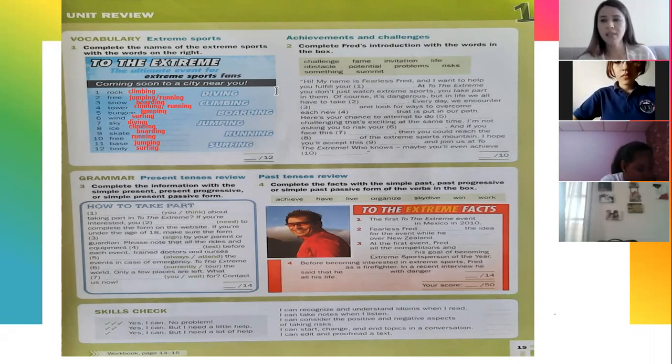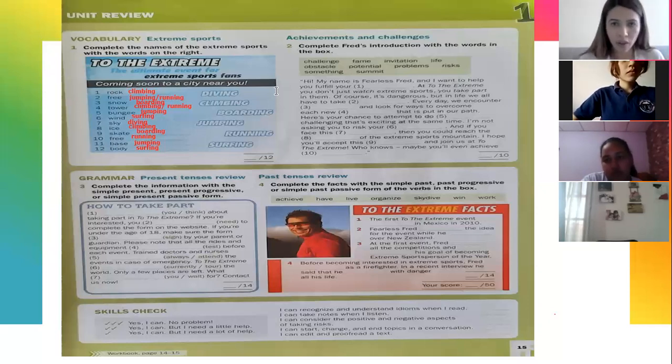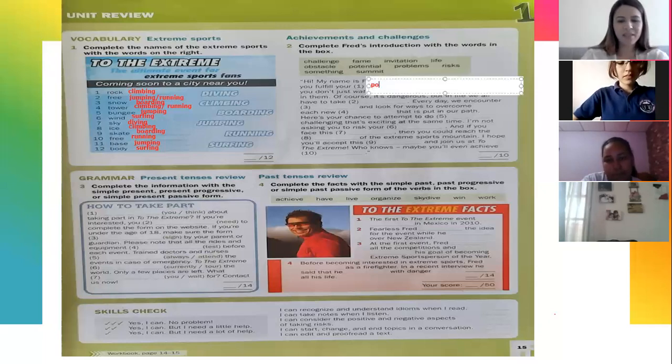Number two, achievements and challenges. Okay, you have to complete a first introduction with the words in that box. The words in the box are challenge, fame, invitation, life, obstacle, potential, problems, risks, something, and summit. Hi, my name is Fearless Fred, and I want to help you fulfill your potential, for example.